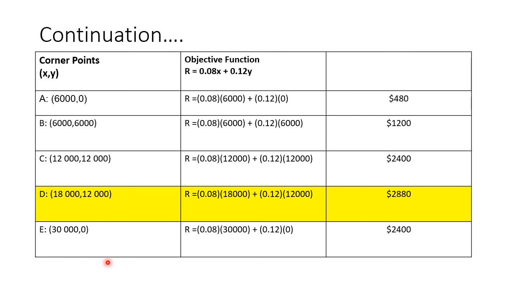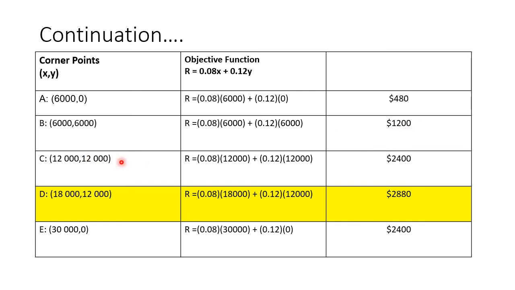These corner points are what we are going to substitute into our objective function. If we look at the first one, we have 6,000 and 0. In place of x, we put 6,000, and in place of y, we put 0. Once we compute this, it gives us 480. This is our return. Then we look at the next one, 6,000 and 6,000. In place of x, we put 6,000, and in place of y, we put 6,000.